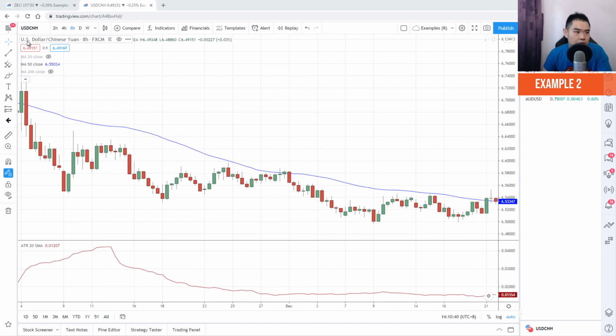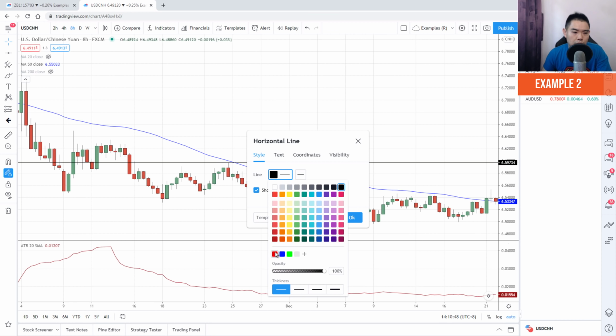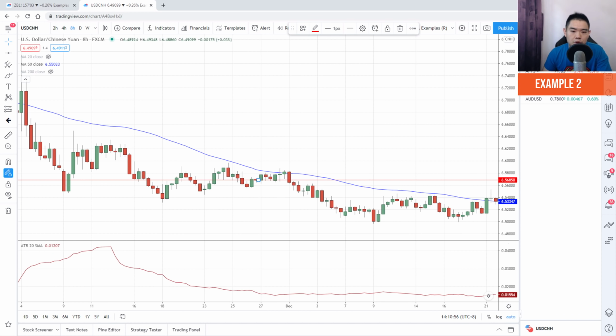I'm just going to use this little tool over here to demarcate my stop loss. Let's change this to red color, so we know it's stop loss, and the coordinates is basically the level 6.5685. Press OK, and there you have it. So this red line over here is your stop loss, and from this point to this point, this distance is in essence 1 ATR as shown over here.